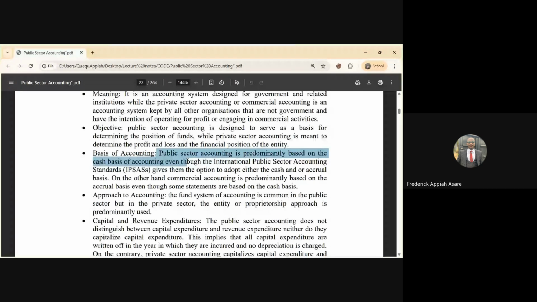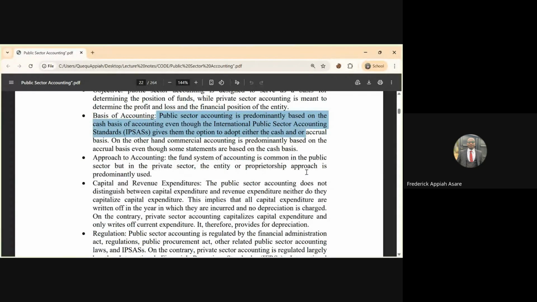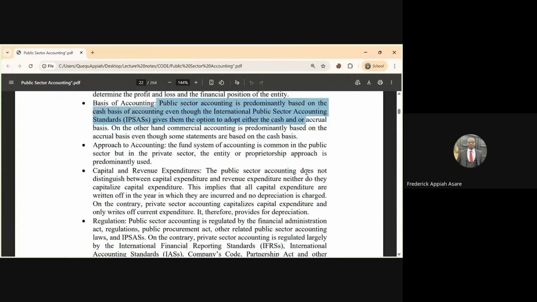Basis of accounting. Even though the International Public Sector Accounting Standards give them the option to adopt either the cash or accrual basis, when you are preparing public sector accounts, it's usually based on the cash basis. However, the IPSAS gives them the option to go for either cash or accrual basis. On the other hand, commercial accounting is predominantly based on the accrual basis. The approach to accounting is that the fund system of accounting is common for the public sector. Then the private sector accounting uses the equity or the partnership approach, which is predominantly used.